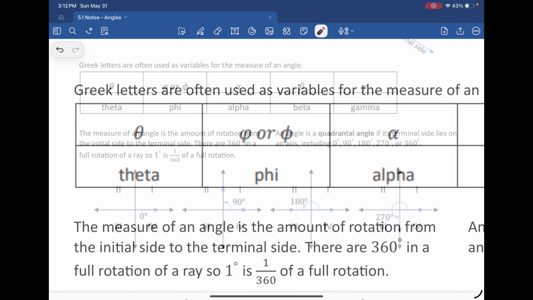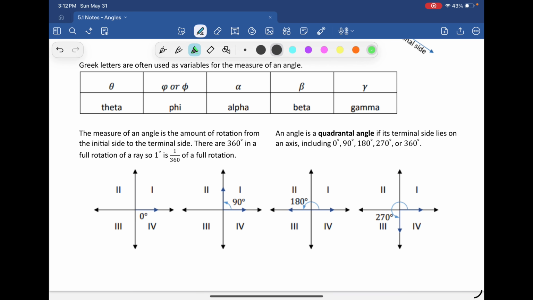It's okay. The measure of an angle simply means the amount of rotation from the initial side to the terminal side. 360 degrees is a full rotation of a ray, so 1 degree is 1 out of 360 of a full rotation. An angle is quadrantal if its terminal side falls on an axis, whether that's the x-axis or the y-axis. For example, 0 degrees, no rotation whatsoever, is quadrantal because its terminal and initial sides fall on the x-axis.